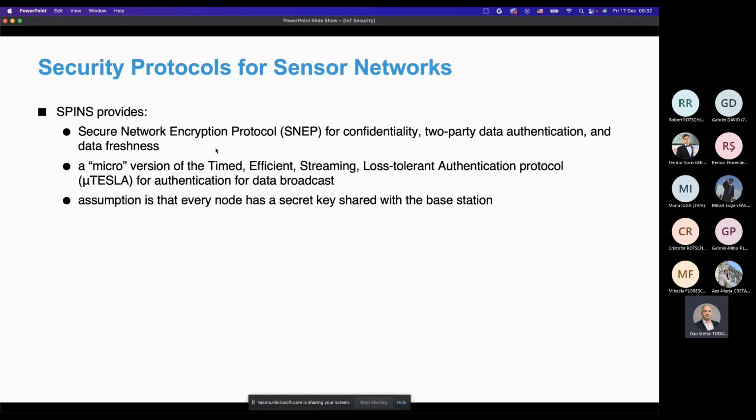So these two protocols have the goal of providing confidentiality, two-party data authentication, data freshness, and each node is assumed to have a secret key shared with the base station.